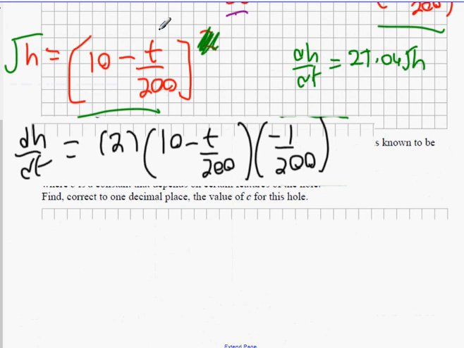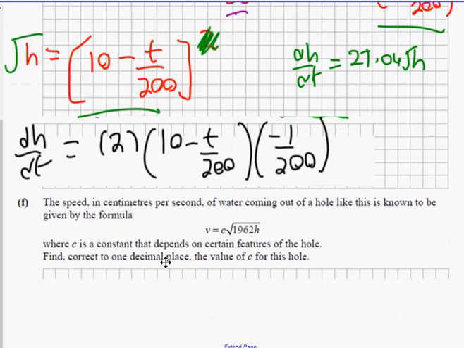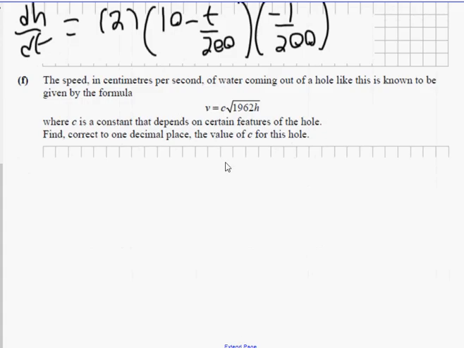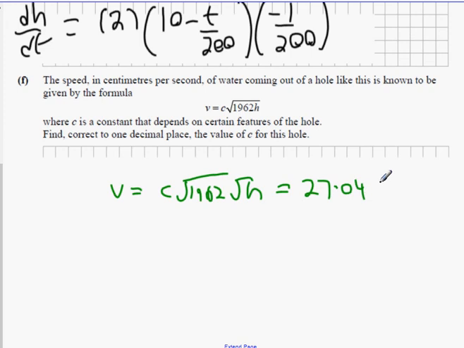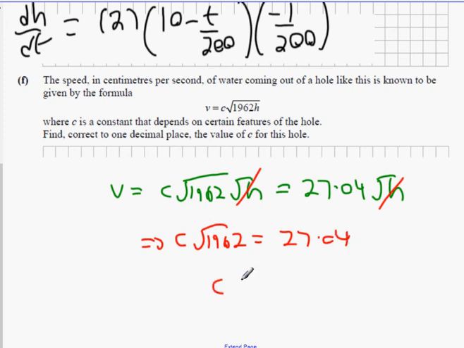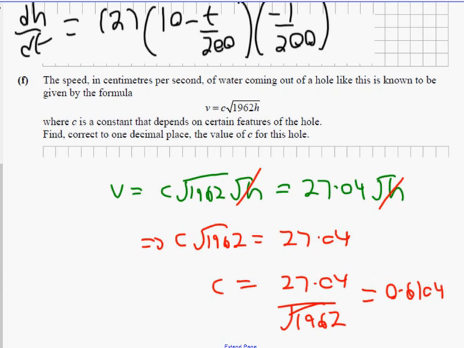Okay, so last question is, the speed in centimeters per second of the water coming out of the hole is like this number here. So what you do is you say that u equals c times root 1962 times root h. I'm just finishing off a video from the last class so I can upload it for them. Equals 27.04 root h. Just the answer we got from the last question. Root h is cancelled, and then you're going to find out that your c value multiplied by root 1962 equals 27.04. c equals 27.04 divided by root 1962. Divide that by root 1962 and you get 0.6104.